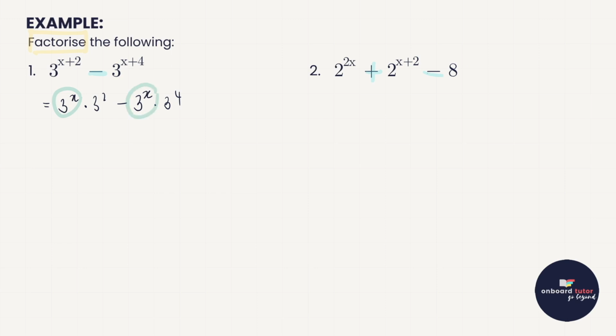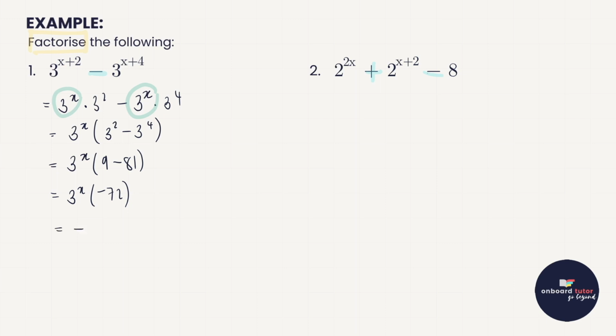3 to the x is part of both of those terms. So I can factor that out, and I can say, well, that's 3 to the x, and then what's left? 3 squared minus 3 to the 4. Okay, and that is easy enough to simplify. 3 to the x, 9 minus 3 to the power of 4. And so we can just write that down as 3 to the x times by minus 72.